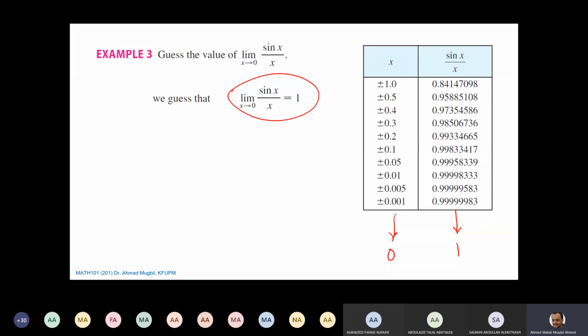And it is a fact. It is a theorem. We will prove it geometrically in the next section. We will prove it in chapter 3, indeed. Not here, in chapter 3, not in chapter 2.